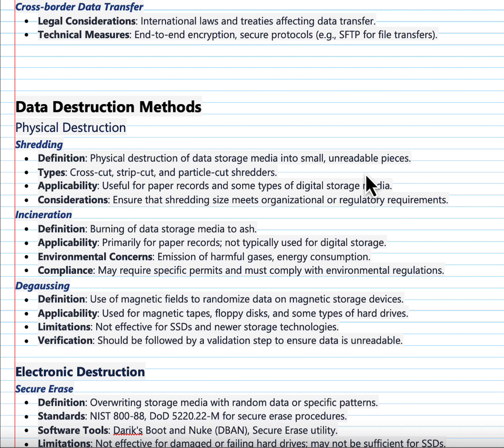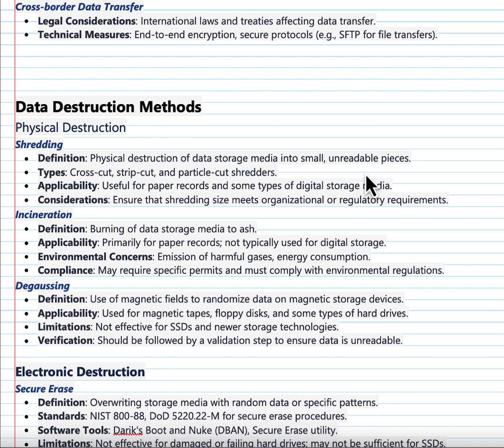And this basically is the physical destruction of the storage media into small, unreadable pieces. Basically means you shred it, like a shredder, like paper. You destroy it. And this can be done in different ways. If you're doing paper, you can use cross-cut shredders. You can use strip shredders. You can use all kinds of things. Now, if you're going to be using physical paper, you want to make sure that you are using cross-cut shredders. You do not want to use a strip shredder because strip means they can put it back together.